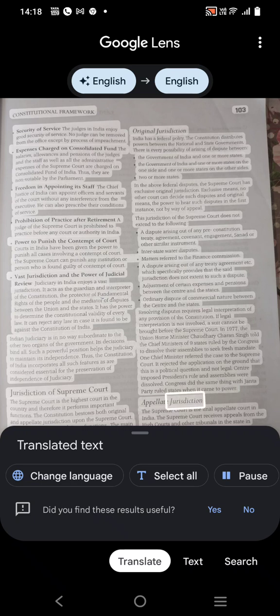Appellate jurisdiction. The Supreme Court is the final appellate court in India. The Supreme Court receives appeals from the high courts and other tribunals in the states in constitutional, civil, and criminal cases.